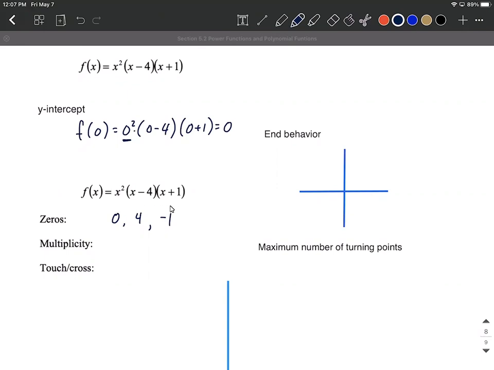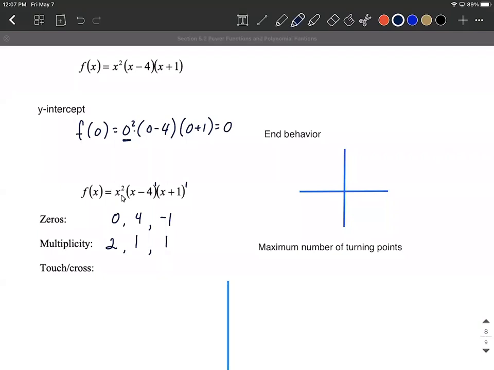All right, multiplicities, these occur based on the exponents that each one of these factors is raised to. So on the first one, we got the 0 from this x. That's raised to the second power, so we say it has a multiplicity of 2. The x minus 4, that factor is raised to the first power, so that has a multiplicity of 1. And x plus 1 raised to the first power also gets a multiplicity of 1.